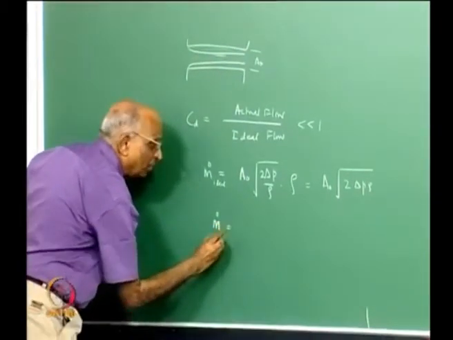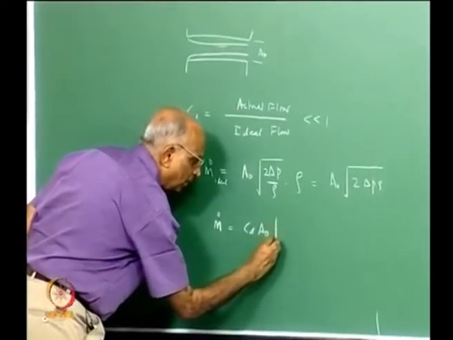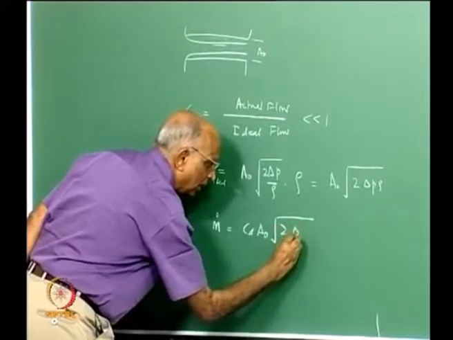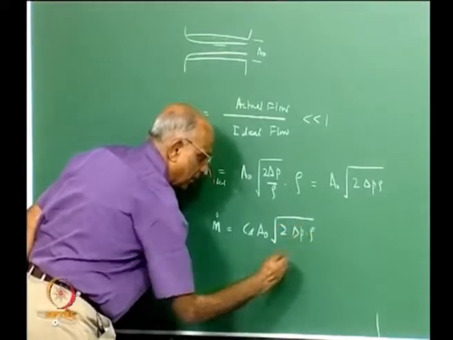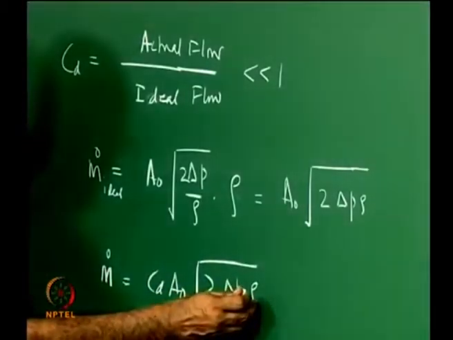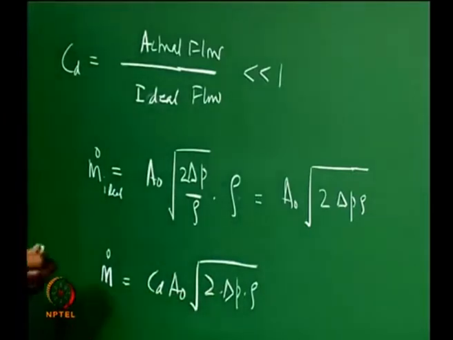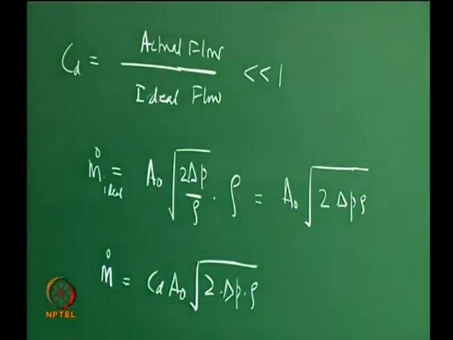m dot should be equal to CD into A0 into under root 2 delta P multiplied by the density. That is the incompressible flow, and therefore the density is constant, into 2 delta P into rho. This is the value of the flow which takes place.